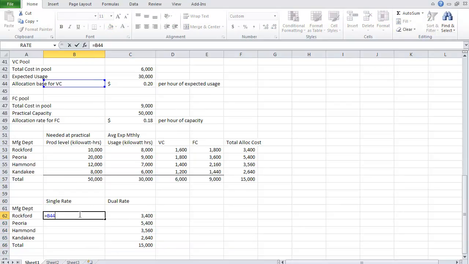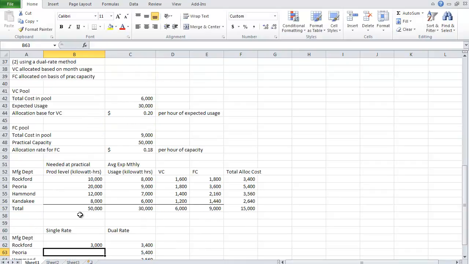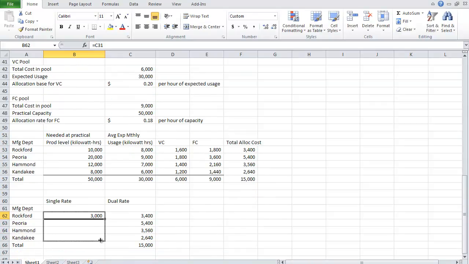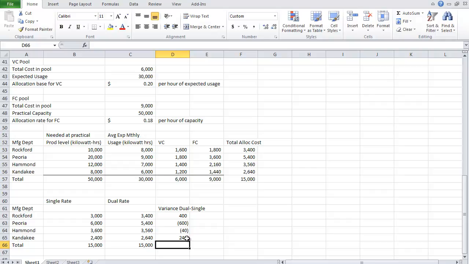Just curious to show, based on a single rate versus the dual rate, you do get different allocations. And that's because in the single rate, we've lumped the variable and the fixed costs together. So in the dual rate system, you can see that the way that those have been allocated is a little different.